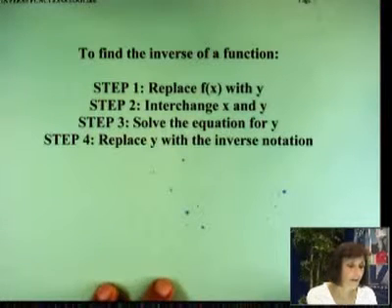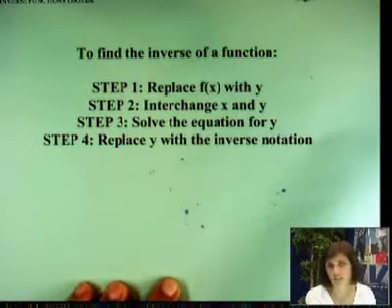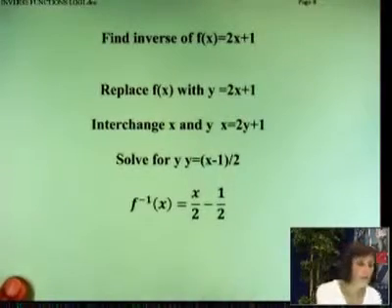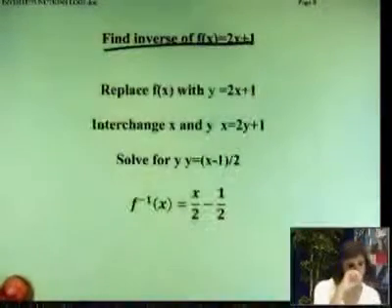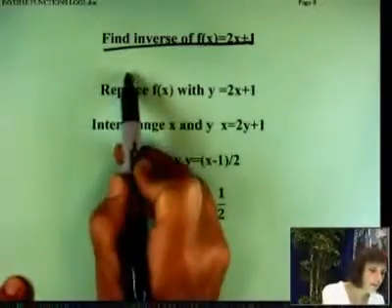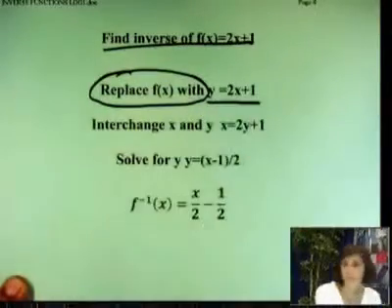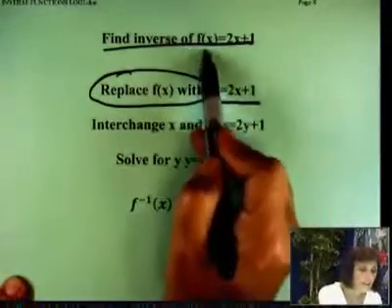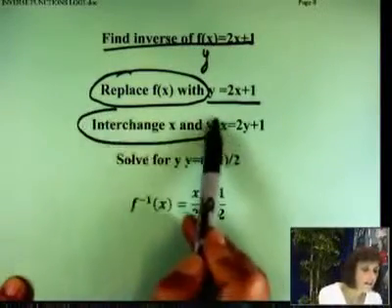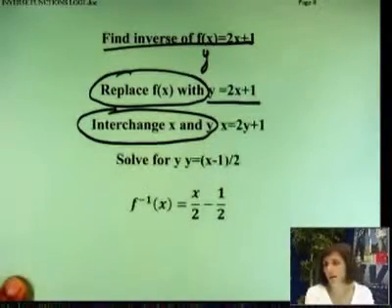Replace f of x with y, interchange x and y, solve the equation for y, replace y with the inverse notation. What does that mean? So let's do these steps. The question is: find the inverse of f of x equals 2x plus 1. Replace f of x with y. All right, so let's do that. y equals 2x plus 1. Instead of f of x, I just put y. Interchange x and y. Okay, so instead of y, I put x. Instead of x, I put y.